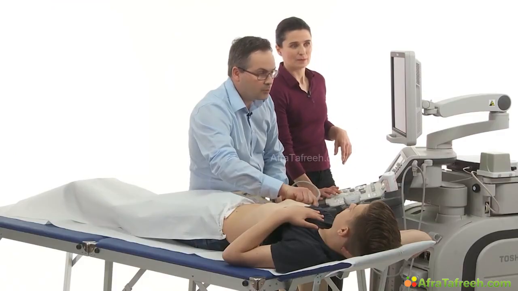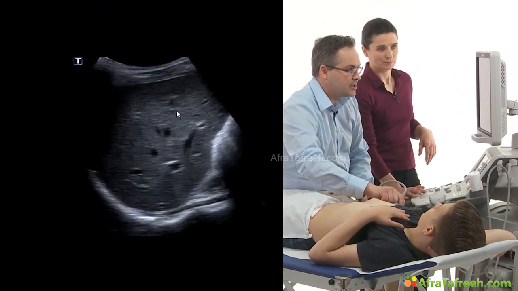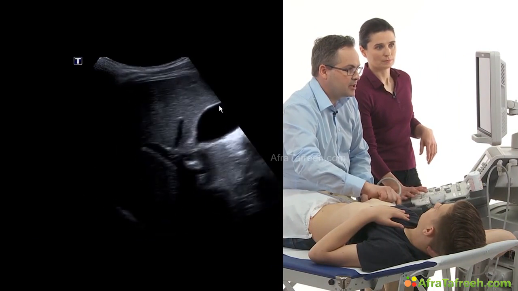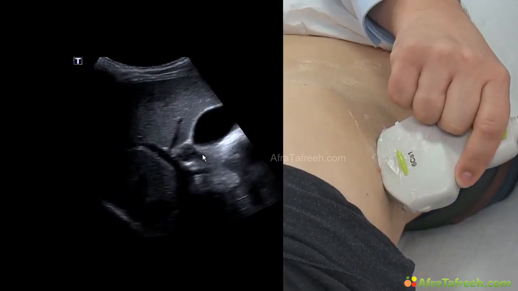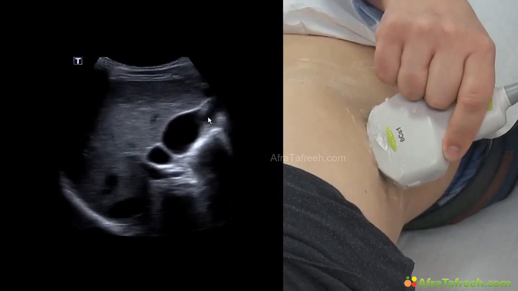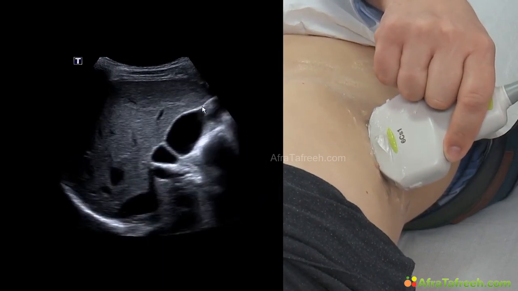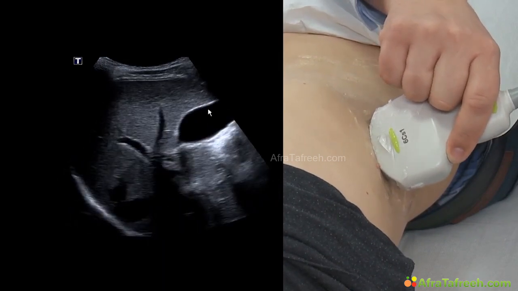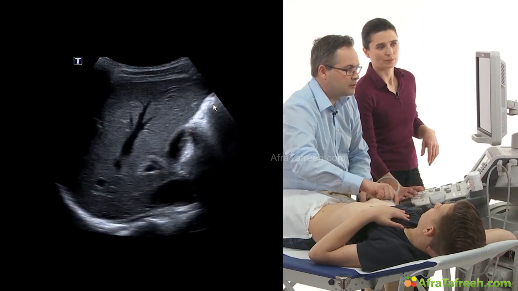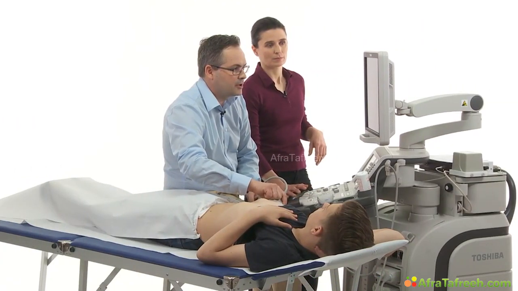So I place the probe in between the ribs in this intercostal space and tilt the probe upwards and downwards to find the gallbladder. Here it is already? Yes. Beautiful to see. So we can answer the question whether there is a stone or inflammation also on the intensive care unit. In essence, it's your decision which view you choose. Remember, there are many roads that lead to Rome.